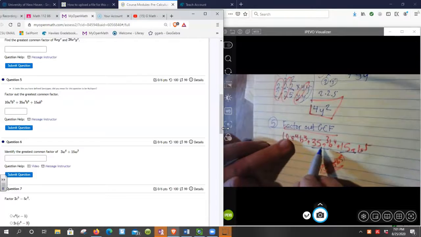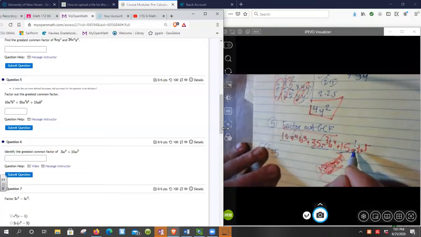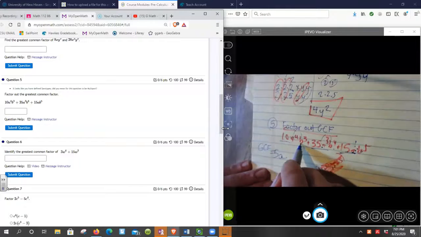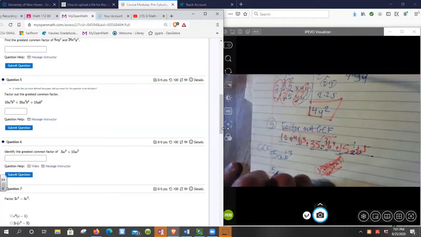Then you look at a's. What's the greatest number of a's in all 3 places? Well, this has 1, this has 3, and this has 4. So the greatest number of a's that's in all 3 is just 1a. And then look at the b's. 3 b's here, 4 b's here, 5 b's here. So the greatest amount in all 3 is b to the 3rd. So your GCF is 5a b to the 3rd.